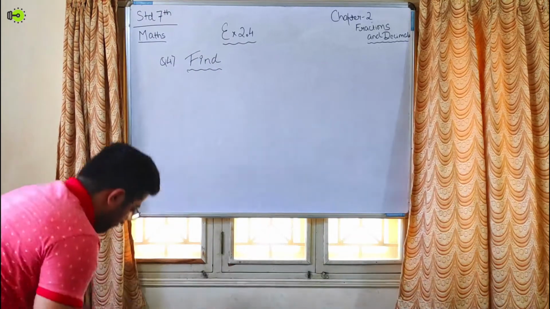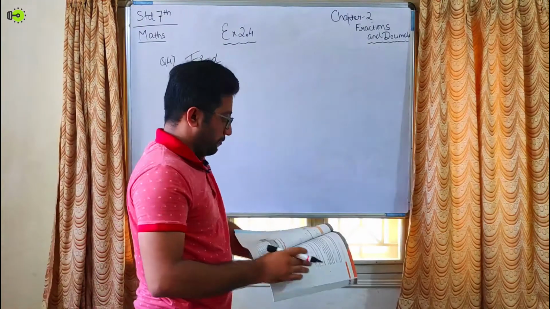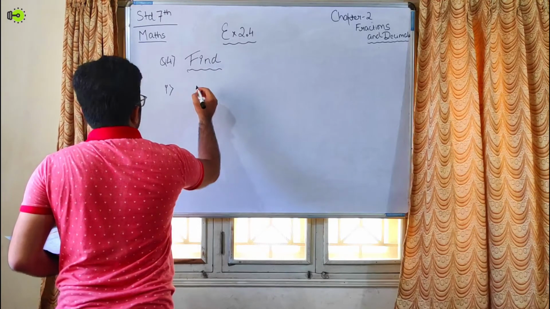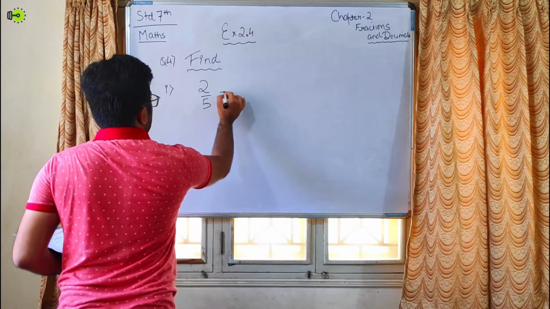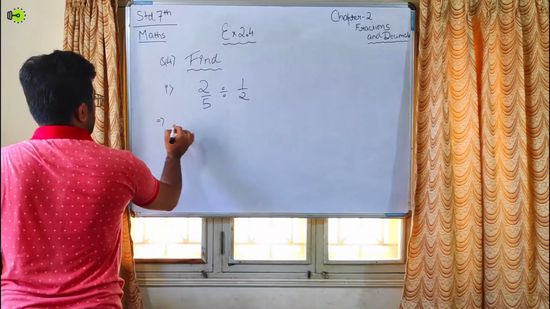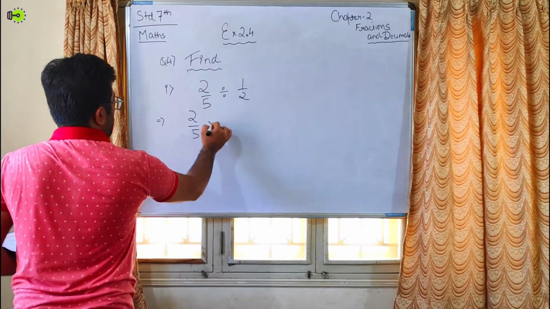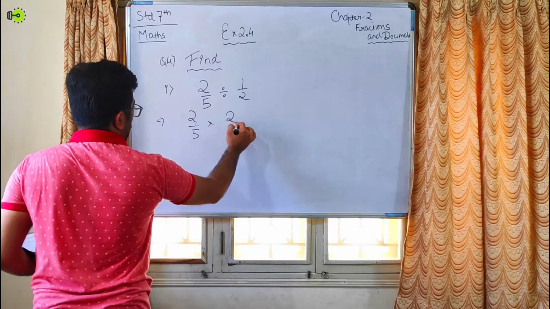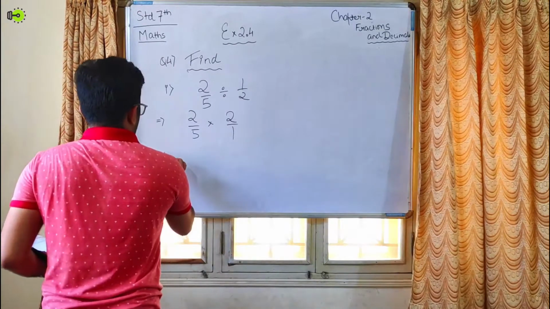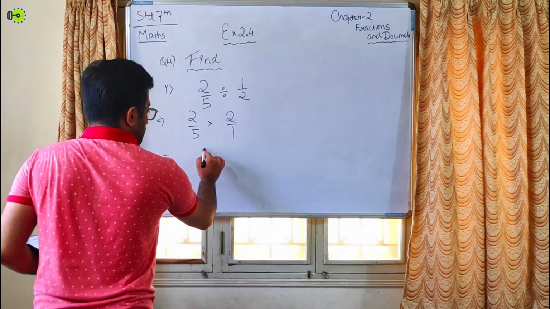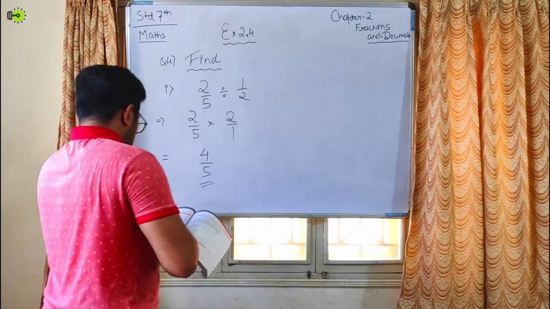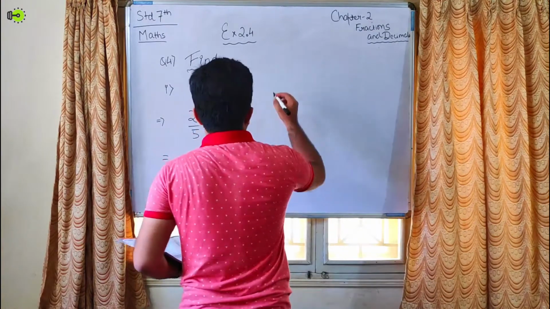So question number 4, find number 1 is 2 by 5 divided by 1 by 2. So 2 by 5 divided by 1 by 2. Follow the routine course, that is 2 by 5 multiply reciprocal of 1 by 2, which will be only 2, or we can write it down as 2 by 1. Okay, now the final answer will be, as there is nothing in common, 2 2s are 4 and 5 1s are 5.